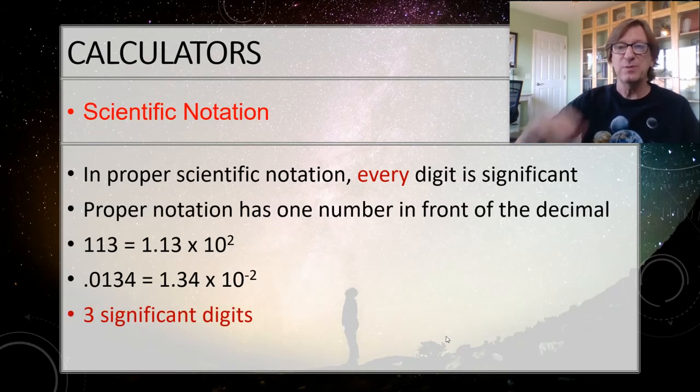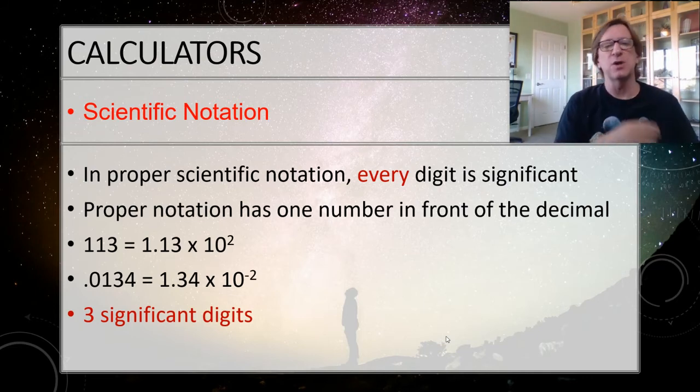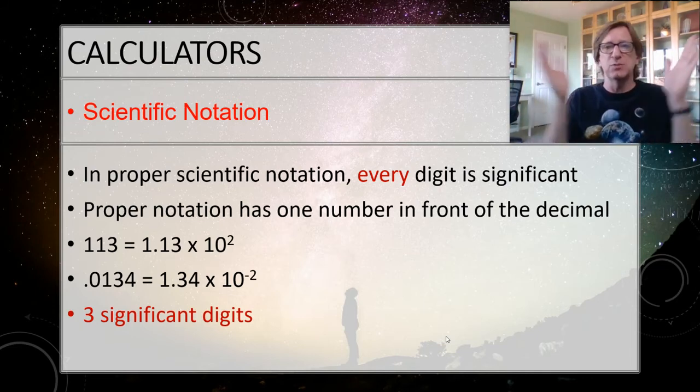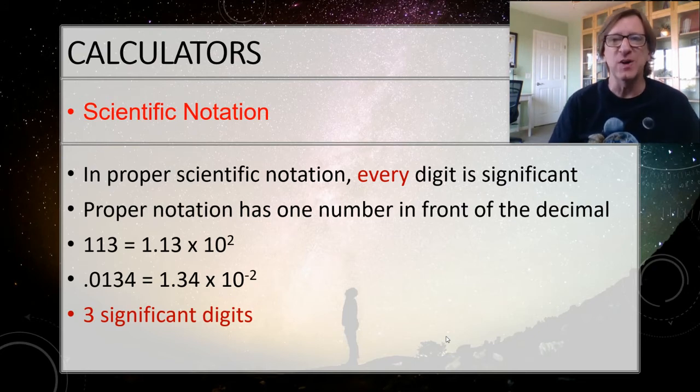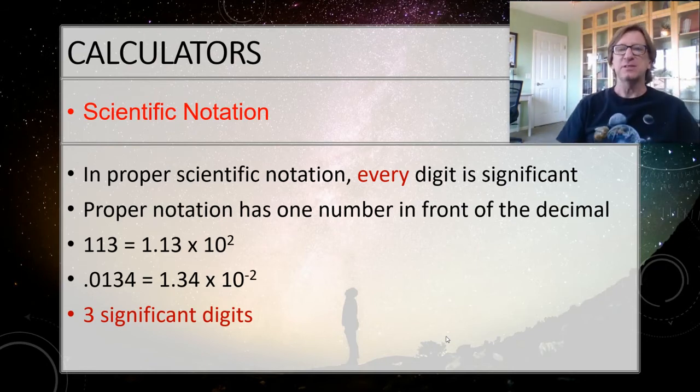Some people say, you probably heard in high school when you talk about scientific notation, it's how we talk about really big numbers and really small numbers, and that's why scientists use them. Well, no. Scientists use them because we are lazy. Because in proper scientific notation, every digit is significant. You don't have to think about any rules or anything like that.